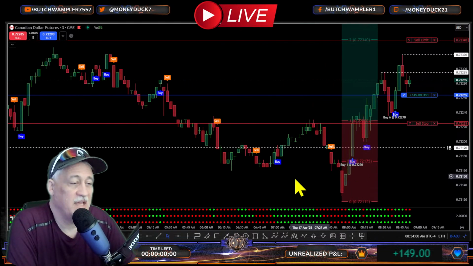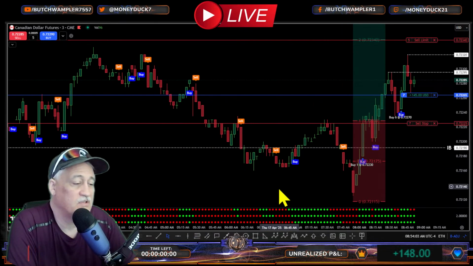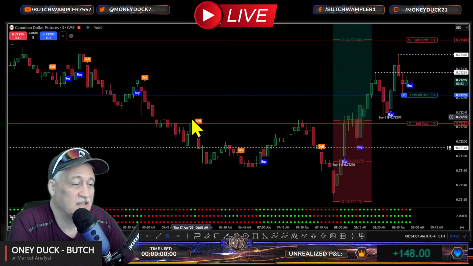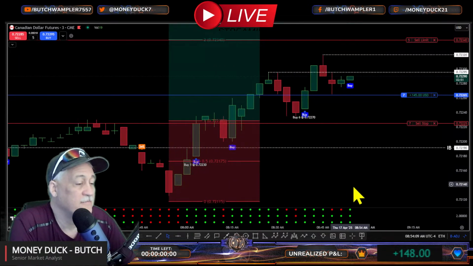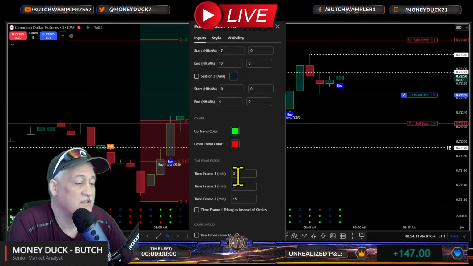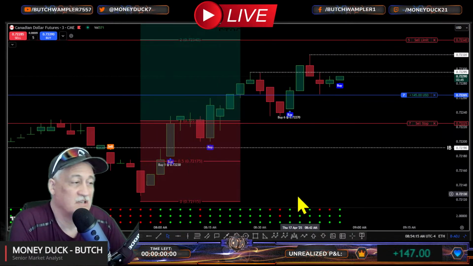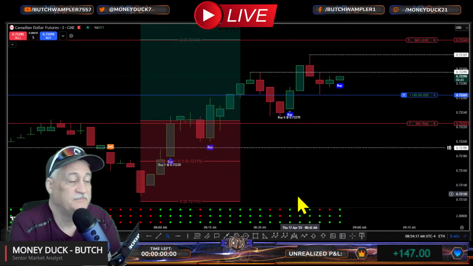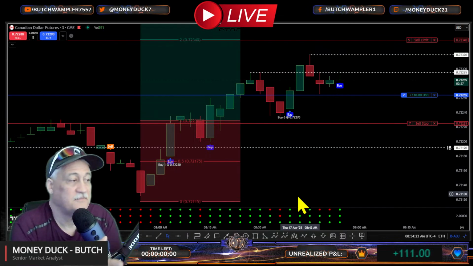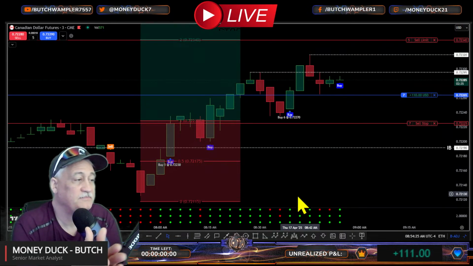We had a nice downward push, and I've got this set up on aggressive settings, so you don't want to trade this nonstop all day long. I have this set up on a 3, 5, and 15, if you'll notice. We're just looking at the smaller time frames. We need to be in and out of these on the small time frame.